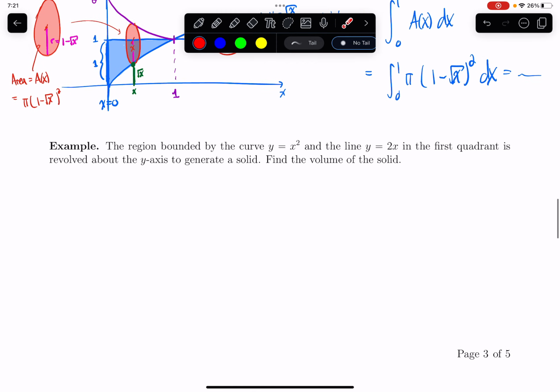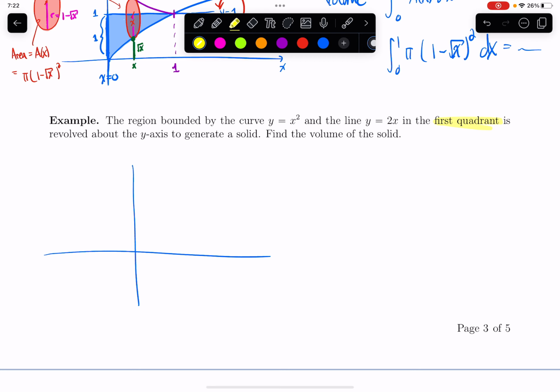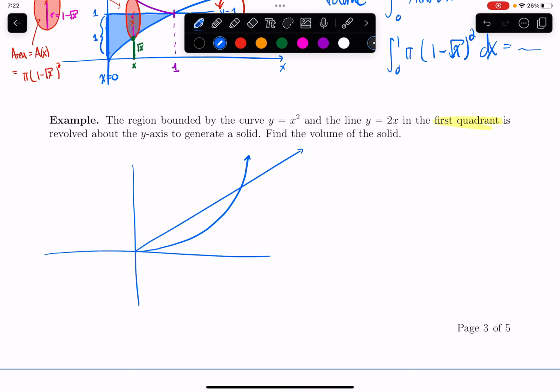So here I have: find the region bounded between two different curves, interestingly. Let's draw y equals x squared. Now I'm reading ahead a little bit, I am focusing in on the first quadrant. So looking at y equals x squared, that's this parabola. y equals 2x is just a straight line, mx plus b, so it's starting at 0. There I am. So this is y equals 2x. This is y equals x squared.